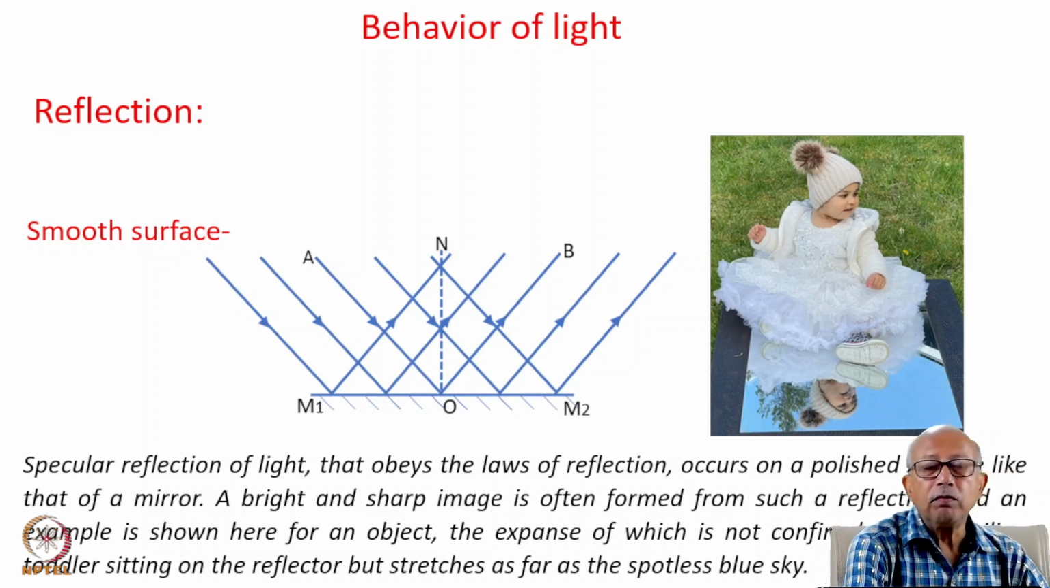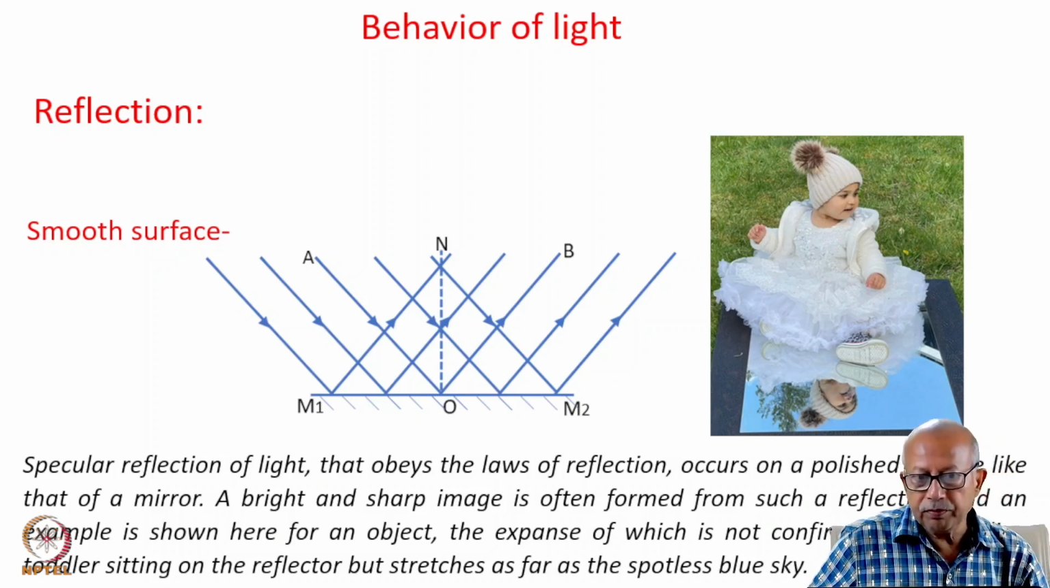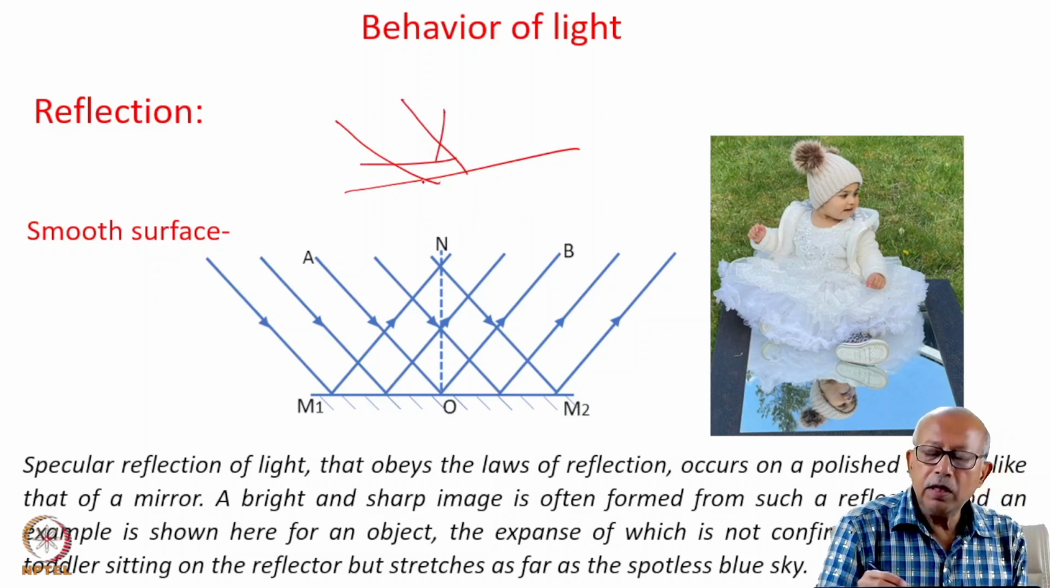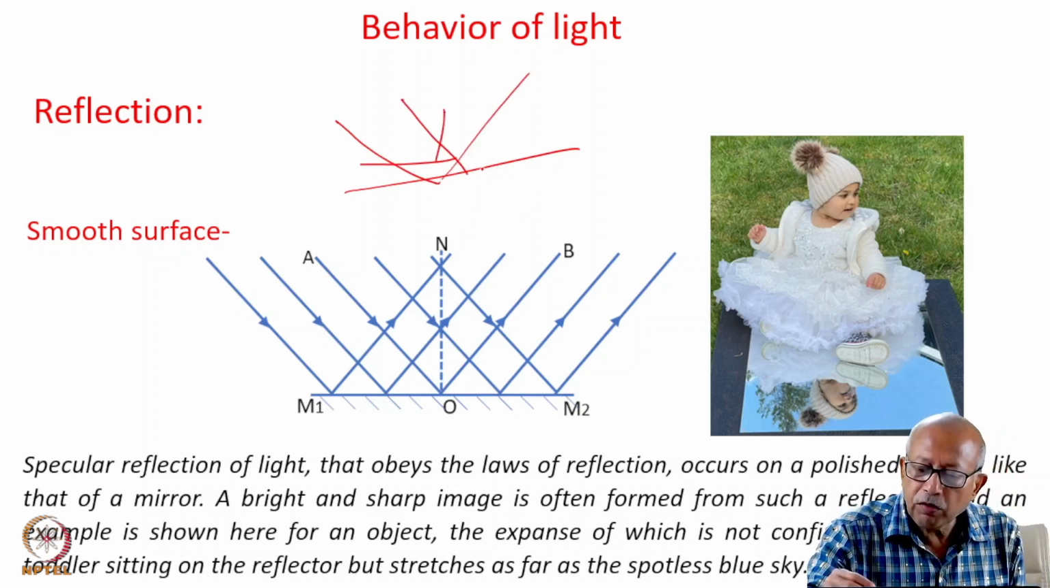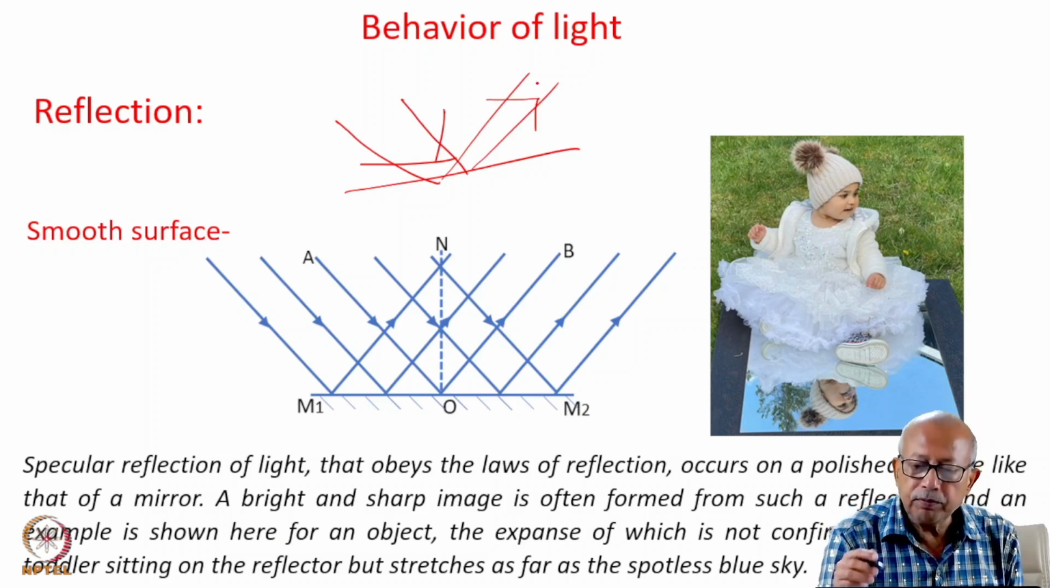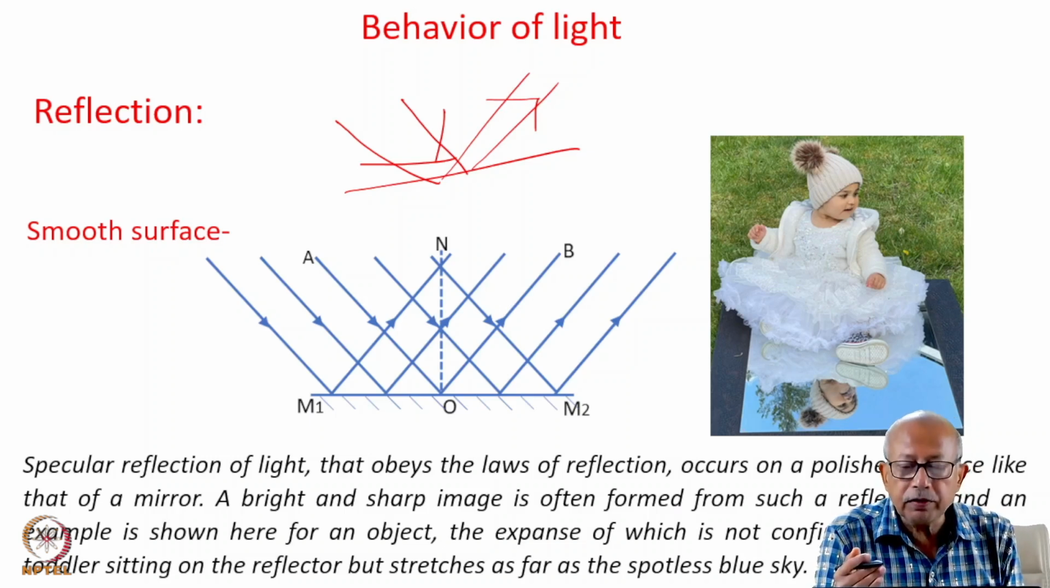Let us begin from reflection of light. You see, when light shines on a surface, a fraction of it, small or big, actually returns back to the incident medium. This is called reflection of light.